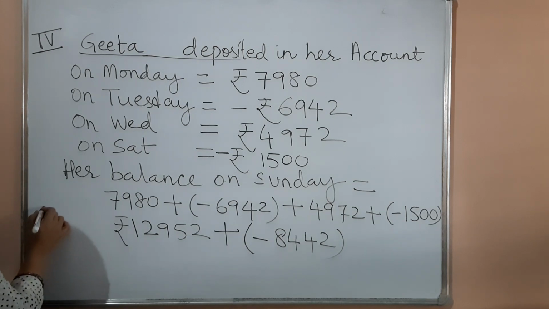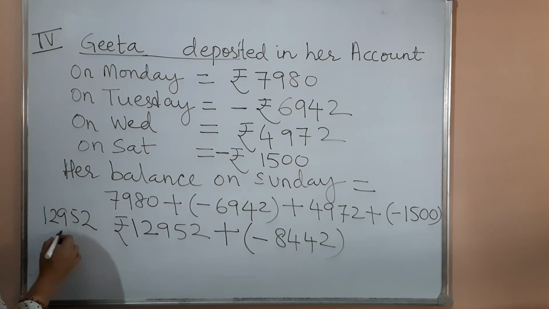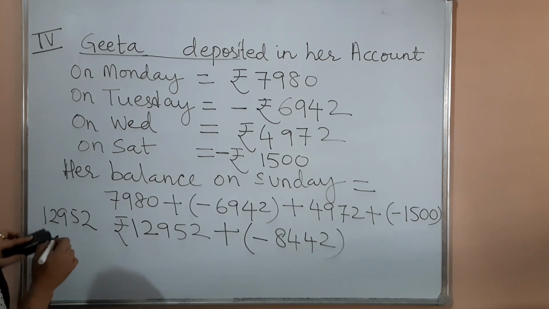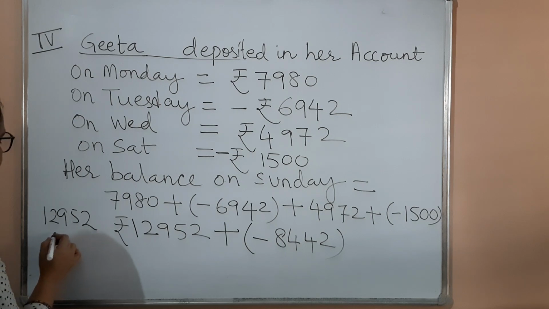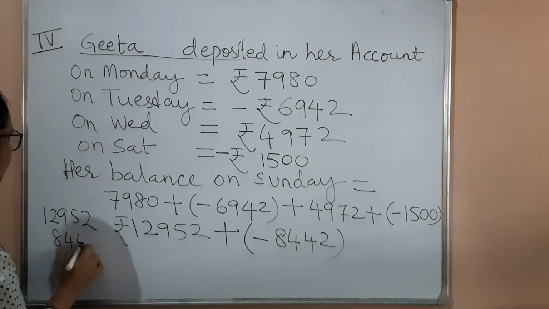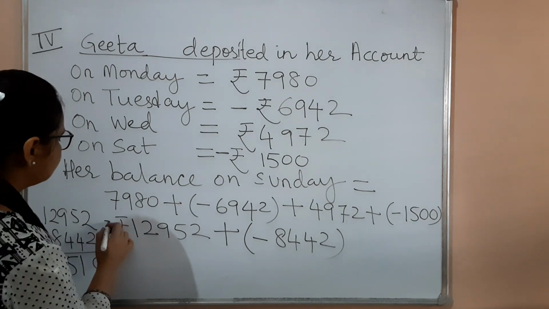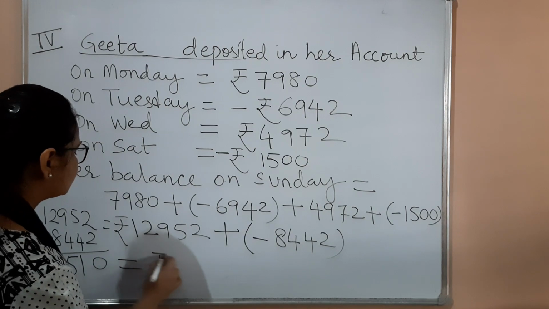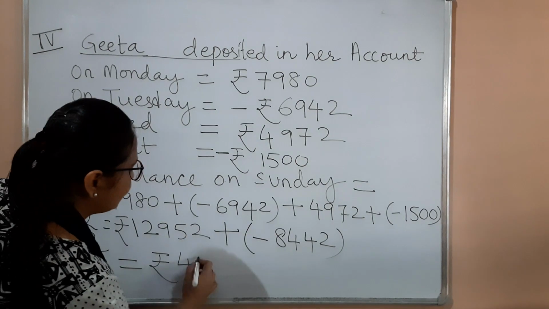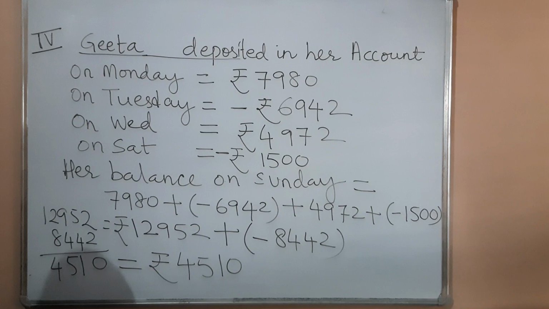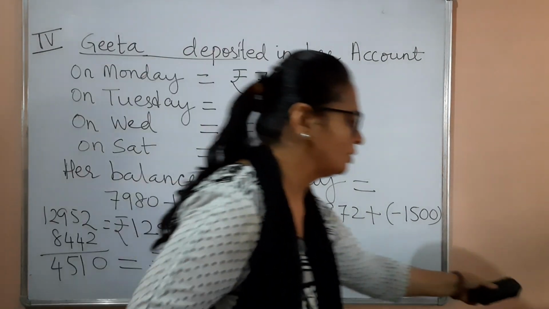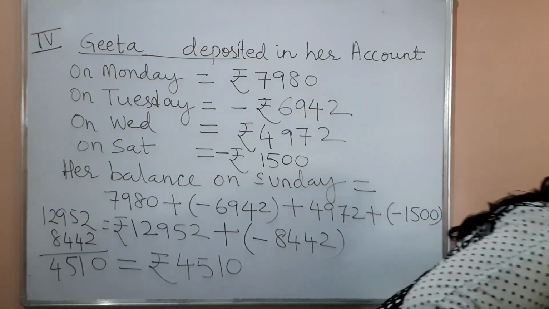So that means overall her deposit will reduce: 12952 minus 8442. So 0, 1, 5 and 4. That means finally she has 4,510 rupees in her bank account. So that is all. Thank you.